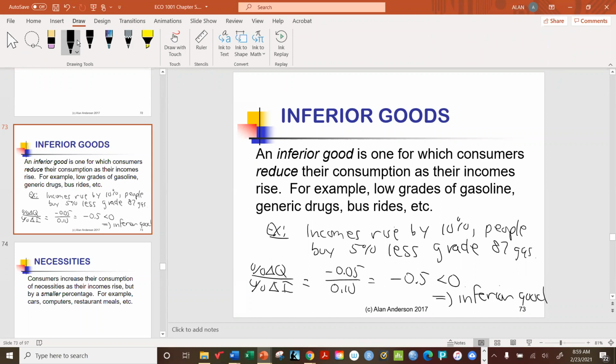It doesn't matter how negative. As long as we buy less, it's considered to be inferior. The classification scheme doesn't have any separate categories for negative income elasticities. It's just negative. Okay, so that's the tip-off. It's an inferior good. Of course, we only bought it in the first place because we could not afford 89 or 91. Same thing with generic drugs and used textbooks and all the rest.